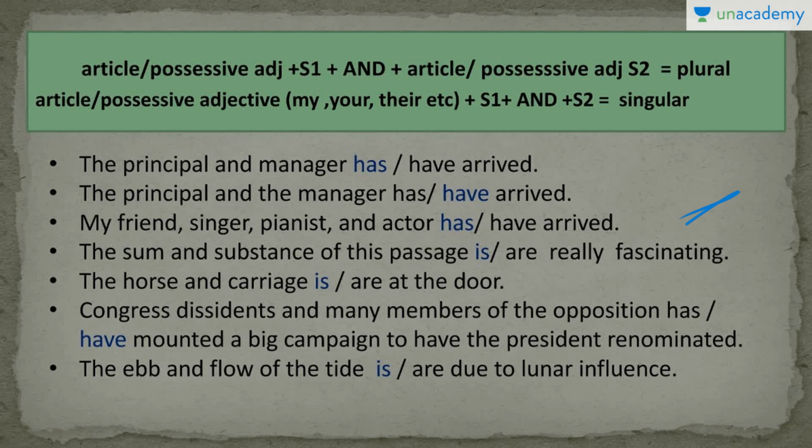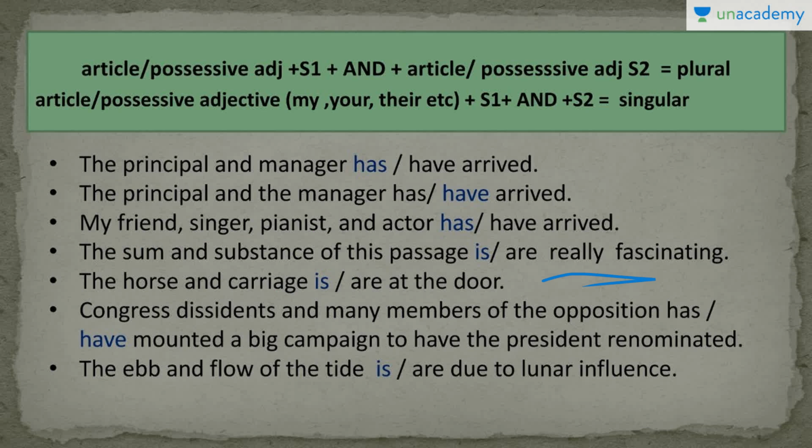Next, the sum and substance of this passage is or are really fascinating. Now here there are two things which you should notice. First of all, there's only one article used at the beginning of the sentence, so that means it gives a singular sense. Moreover, sum and substance is a fixed phrase which means the main idea or gist, right? So here it gives a singular sense and therefore it has to be followed by a singular verb, and so the correct sentence would become the sum and substance of this passage is really fascinating.